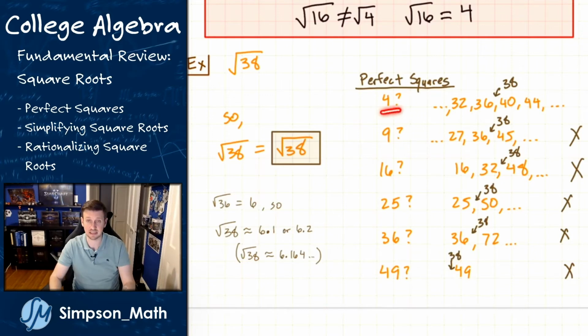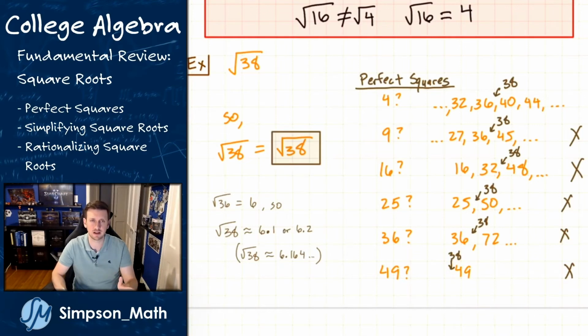Again, if it's even, definitely try 4. If 4 doesn't work, 16 doesn't work, right? I really only have to try 9, which doesn't work, because once I hit 25, 25 is already too big because 25 times 2 is bigger than 38. I'm done. I don't have to look anymore. I know for certain that there are no perfect squares in it.